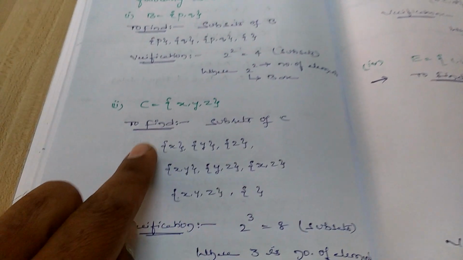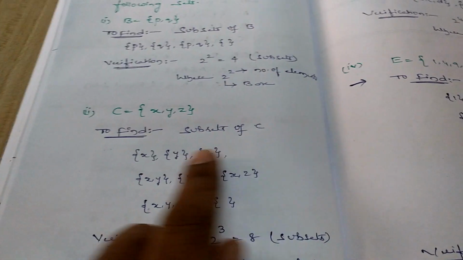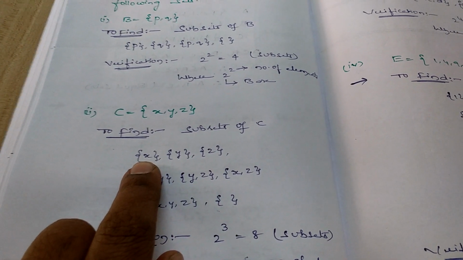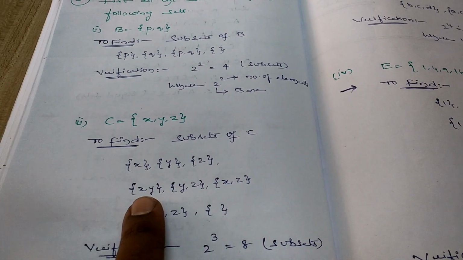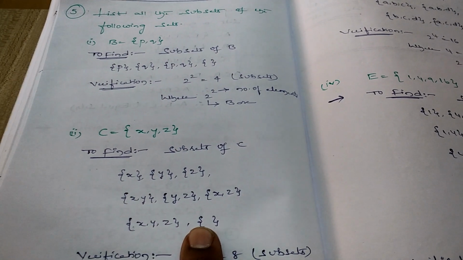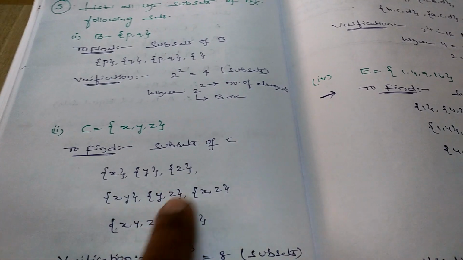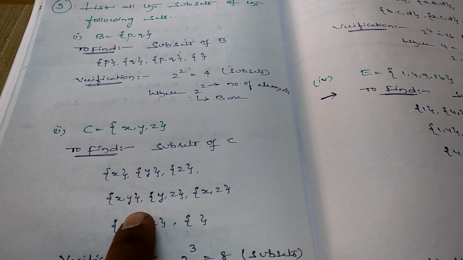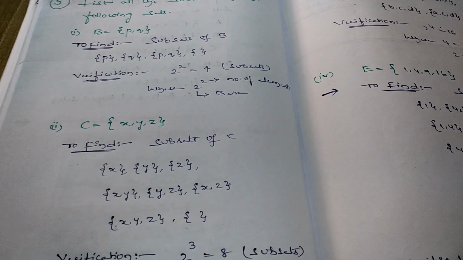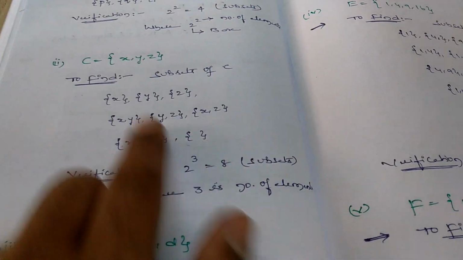Coming to the second sum, what is given? C equal to {X, Y, Z}. We have to find the subsets of C. So take down the number of subsets here. {X}, {Y}, {Z}, {X, Y}, {Y, Z}, {X, Z}, {X, Y, Z}, and the null set. Count how many we got: 1, 2, 3, 4, 5, 6, 7, 8. Total 8 subsets. When the elements are 3 for the given set, we get 8 subsets. This is a verification, guys: 2 power 3, where 2 is the base and 3 is the number of elements given.